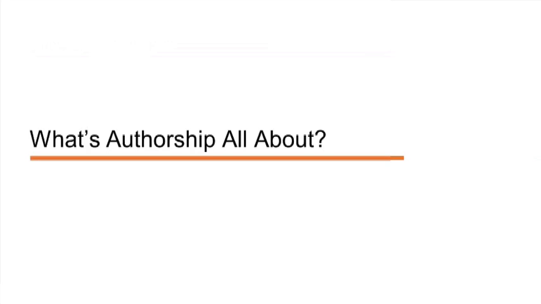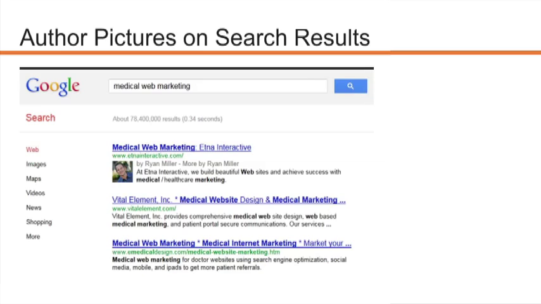Now, what is authorship all about? This is, I think, probably best conveyed with an image more than even with text. So this result here, this is medical web marketing, is one of the keywords for which our site is optimized. And really what's changed, and many of you I think have probably already noticed this in the searches you've performed, is that you're starting to see these pictures. I've just circled it in orange for you there. You're starting to see these pictures show up adjacent to the same search results really that we've always seen.